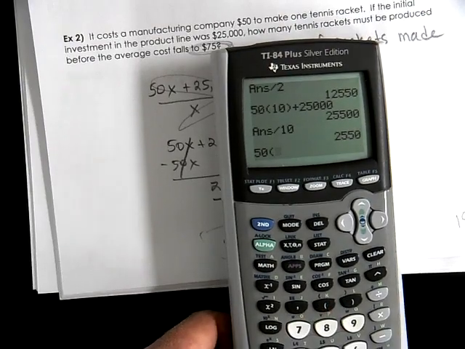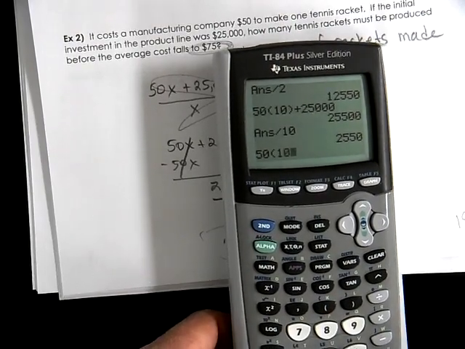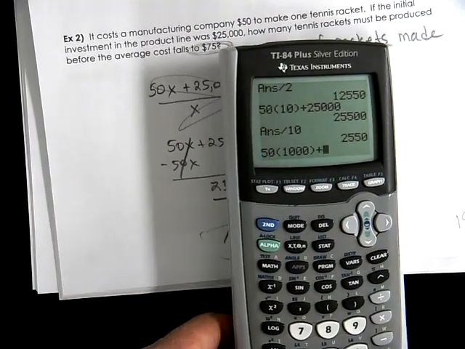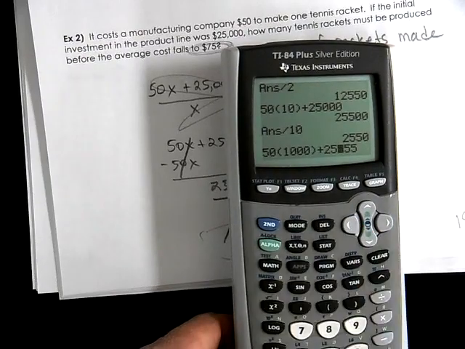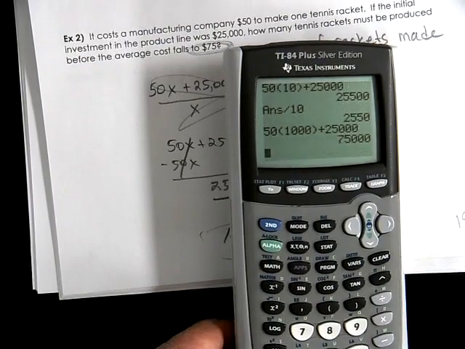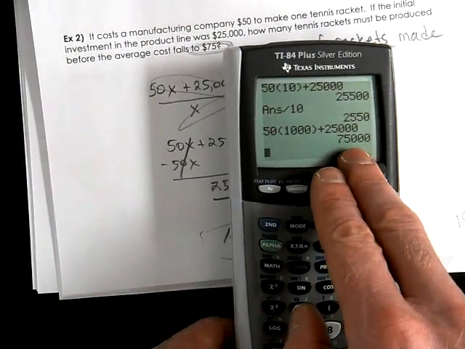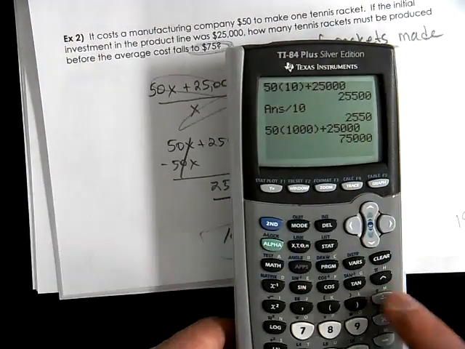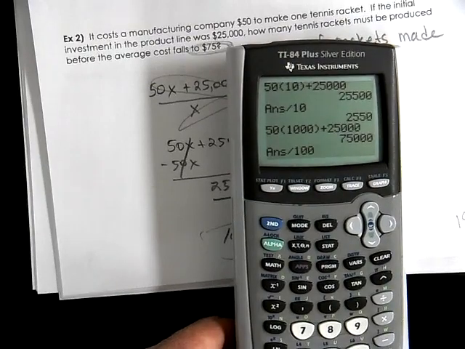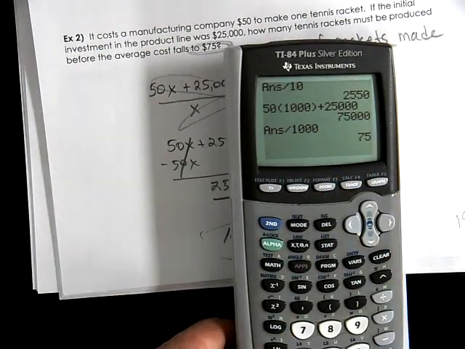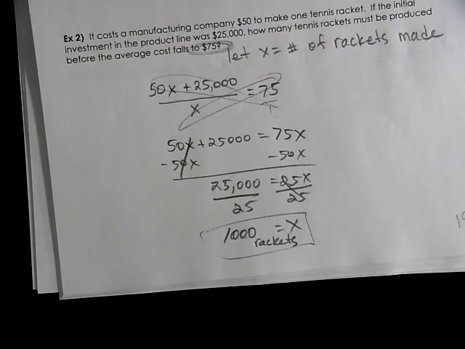So if we had each racket that we make be worth $50, so 1,000 rackets at $50 plus the $25,000 fee for the machine to make it, we've got to come up with $75,000 to do that. But when we divide it to find the average cost of every racket, that's the cheapest price we've checked. So you can always check your work.